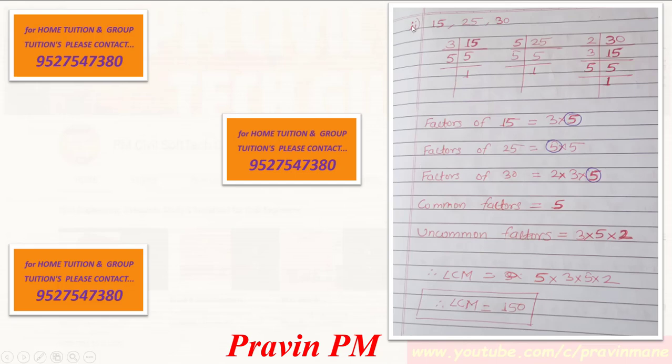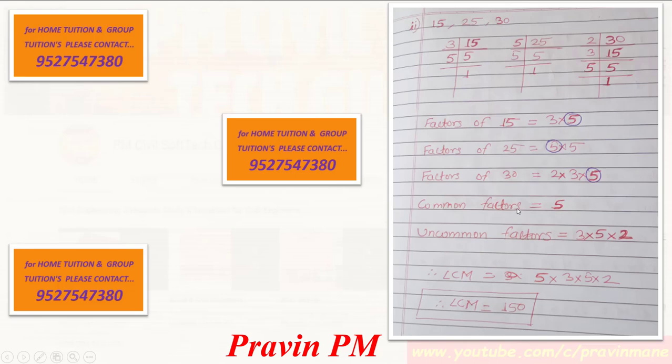Here, the second one: LCM of 15, 25 and 30. So find factors of 15, factors of 25, and factors of 30. List the factors. Factors of 15: 3 multiplied by 5. Factors of 25: 5 multiplied by 5. Factors of 30: 2 multiplied by 3 multiplied by 5.